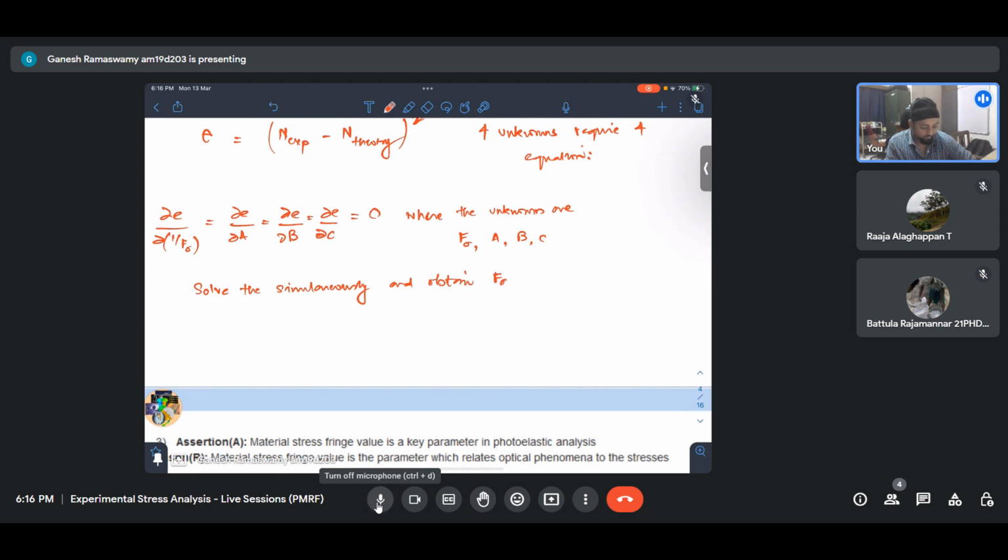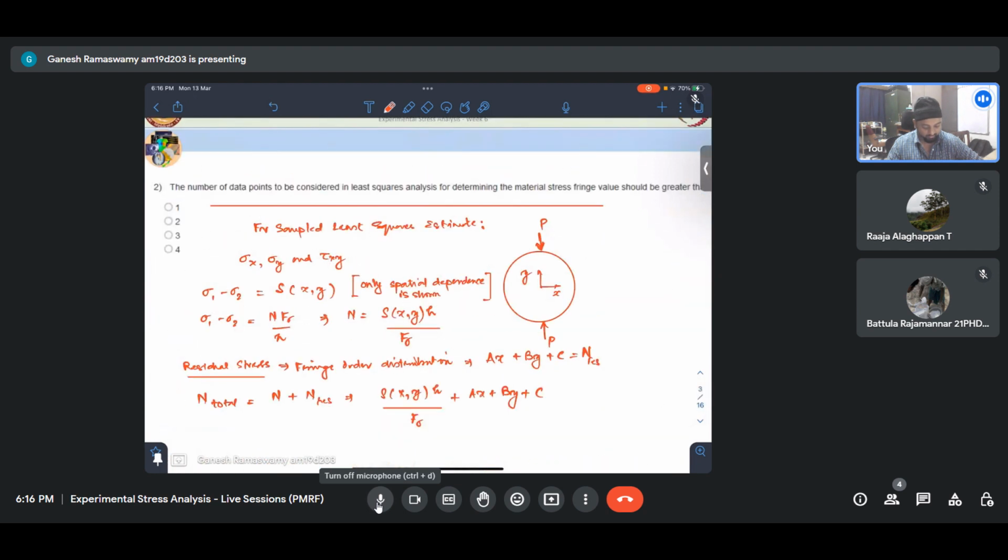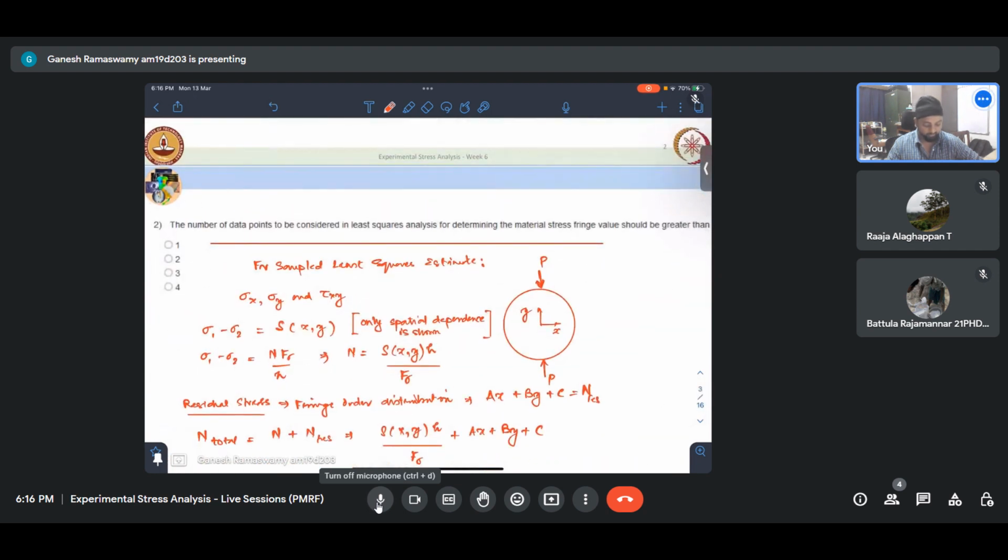And obtain f sigma A, B, C. Now naturally what we will notice is that in case the sheet is not having much residual stresses, your A, B and C will be very small quantities, and essentially your major output will come from the load that you have applied, which will be representative of F sigma. So this is the theory behind getting the material stress fringe value.